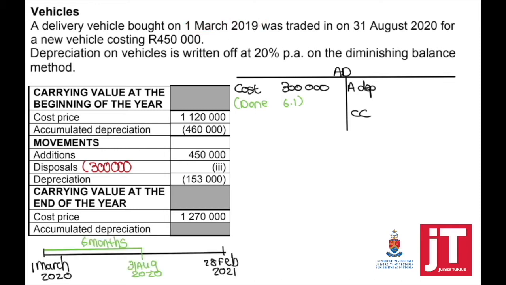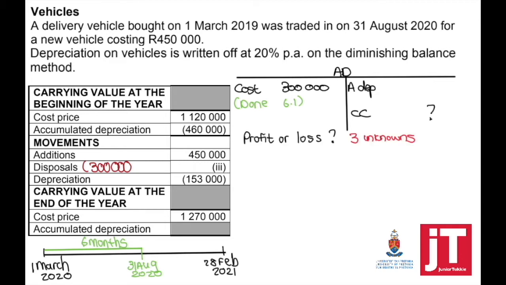So if we look now at step number 2 to update our depreciation. Depreciation is calculated from the beginning of the accounting period until the day that we have sold it. So we have to calculate it for 6 months. But there's now a problem. I do not have the accumulated depreciation in the beginning. And we need to calculate the depreciation on diminishing balance method. Diminishing balance method means that I need to get the book value. And to get the book value, we take the cost minus the accumulated depreciation.